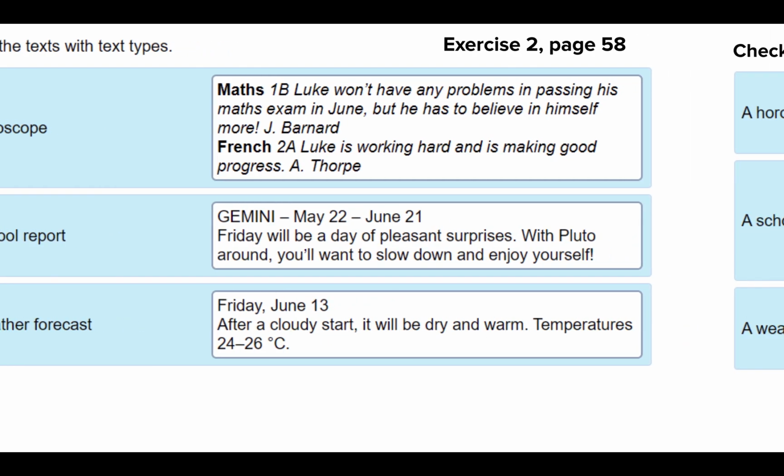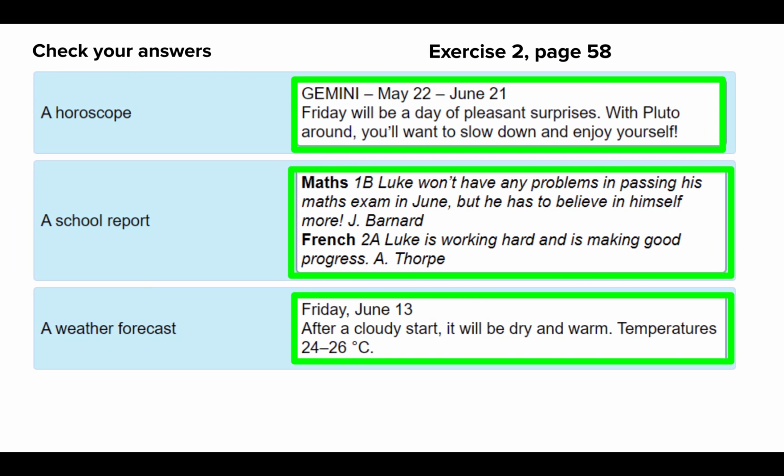Let's check your answers. Text B is a horoscope. Text C is a school report. Text A is a weather forecast. And you can see will forms in these texts.